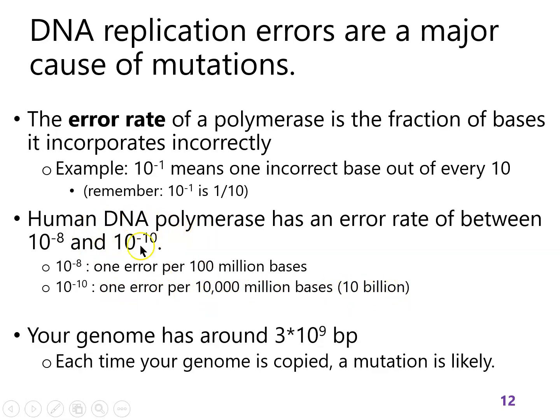So our DNA polymerase can be incredibly precise and accurate. Just imagine typing a message 10 billion letters long and only making 1 error. That's what our DNA polymerase can do. And I'm not sure what conditions drive it through this drastic change from 100 million to 10,000 million.